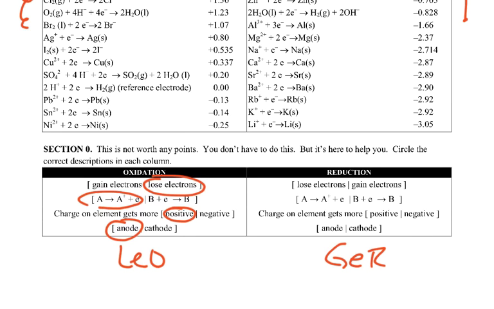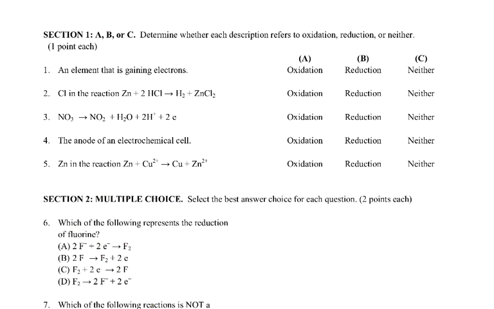In the same way, for reduction, reduction is when it gains electrons. That means the electrons are on the left-hand side. That always happens at the cathode, and the charge on the thing gets lower. The charge is reduced. It gets more negative. So those things are true on both of these. Okay, let's go on to the questions.